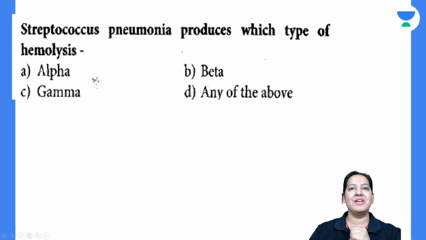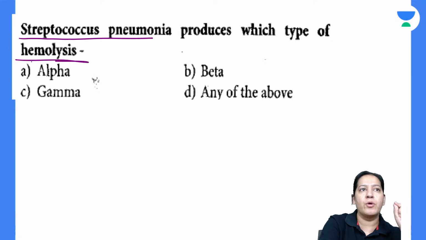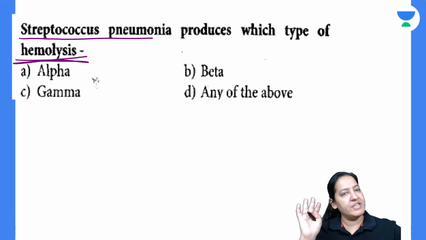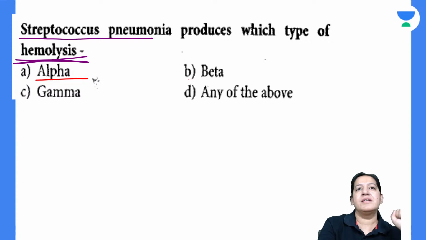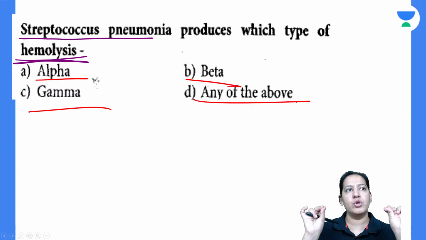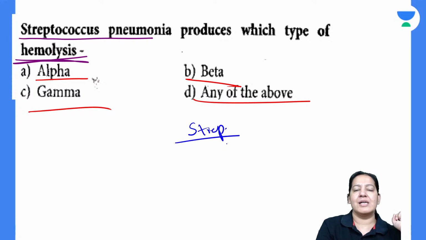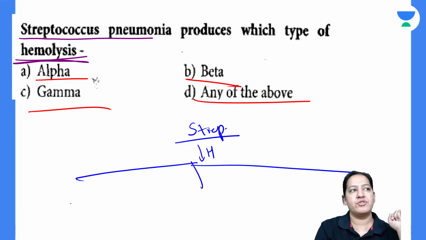This is the next question in front of you. Streptococcus pneumoniae produces which type of hemolysis on blood agar? Alpha, beta, or gamma? Is it alpha? Is it beta? Is it gamma, or any of the above? You may know the classification of Streptococcus for answering this question. Streptococci are classified based on hemolysis on blood agar. It is of three types: alpha, beta, gamma.